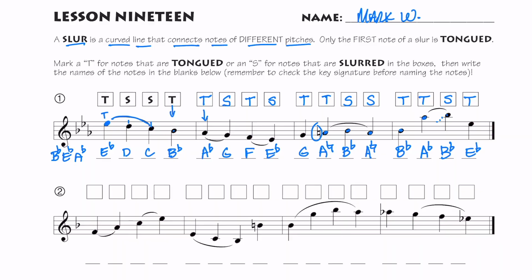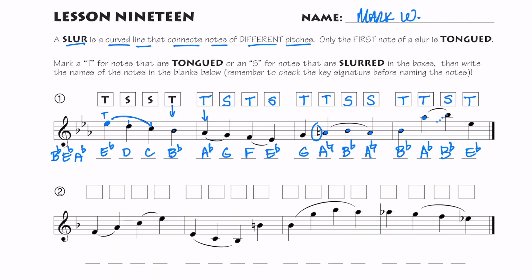As a wind player, if I went through this line and playing it with whatever fingerings I was using, I would think ta, ta, ta, ta, ta, ta. I would sing it like that because ta is the first note that you tongue, ah is the slur. That's just how it works. So we're going to do the same thing on number 2. First note of a slur is tongue. The note that it's connected to, if it's a different note, it's not a tie, it's a slur.